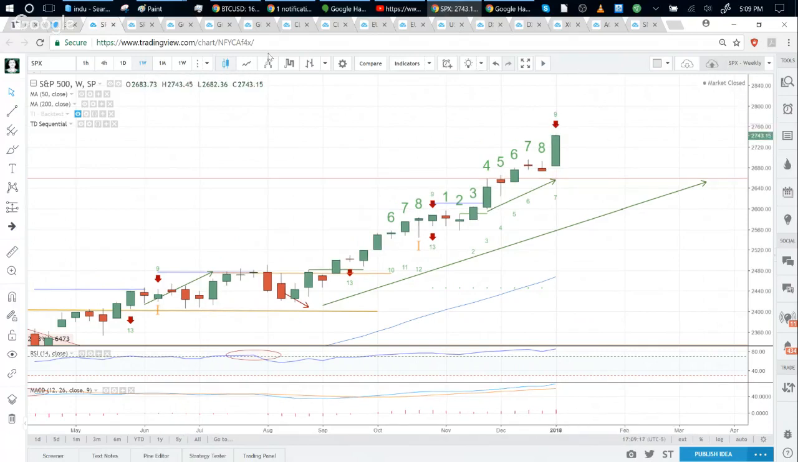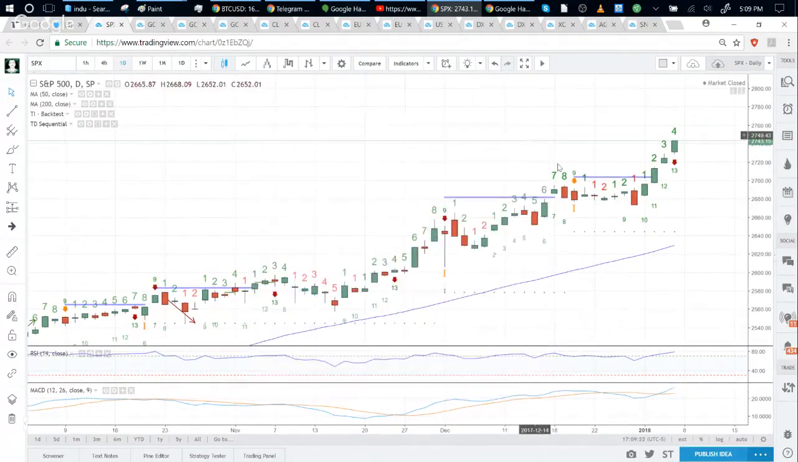Let's save this. Let's close that. Let's go to the daily. The daily is interesting. The S&P daily. The S&P daily is on a 13. Again, there's no reversal candle here, but between the daily 13 and the weekly 9, I would have been cautious with the S&P 500 and taken my profit Friday afternoon before the markets closed for the weekend.